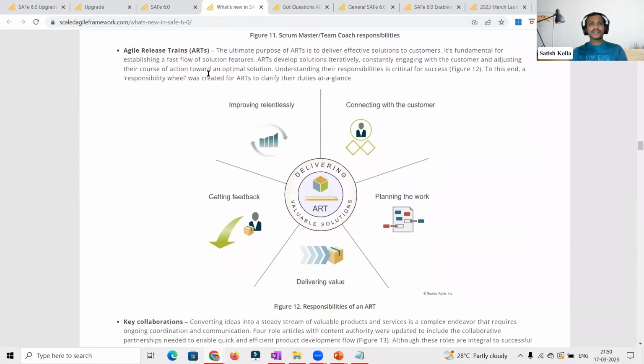And release trains, yes, the release trains remain the same, but the responsibilities that they have to take up as a release train are defined in that.